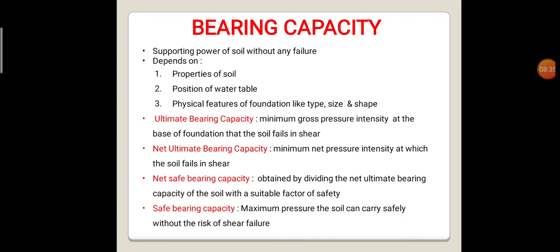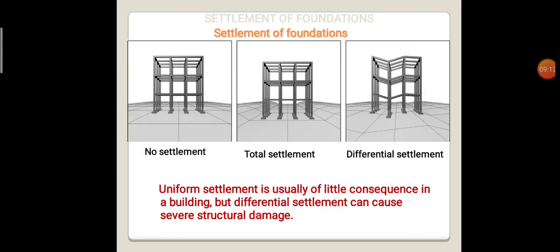so these are some of the bearing capacities, which are based upon the properties, positions and physical features, like type, size and shape. So the bearing capacity is nothing but here we need to determine the capability of the soil. It is based upon the pressure intensity. Why? Because we are always relating with the load of the buildings. So we need to give our protection against the load. So that is why we are calculating this kind of bearing capacity. So this is the settlement.